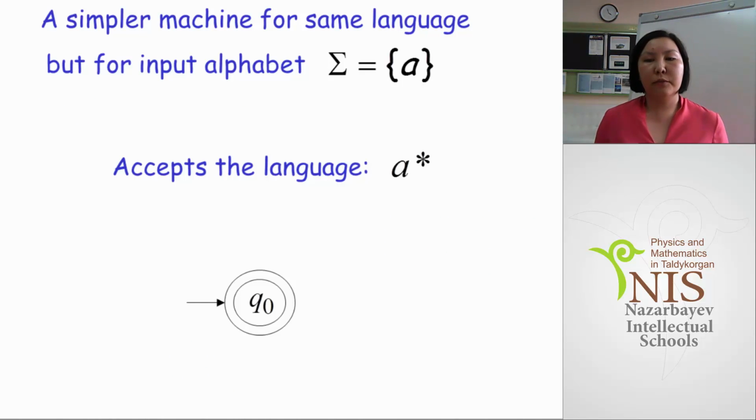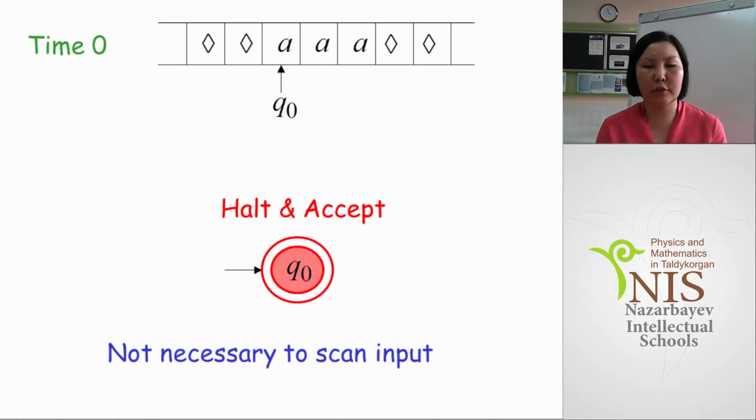A simple machine for assembly language, but for input alphabet A's. Accept the language A, and the action is given below. It is only acceptance state Q0. It means that it accepts only this state and stops, halts here. Therefore, no necessary to scan input.